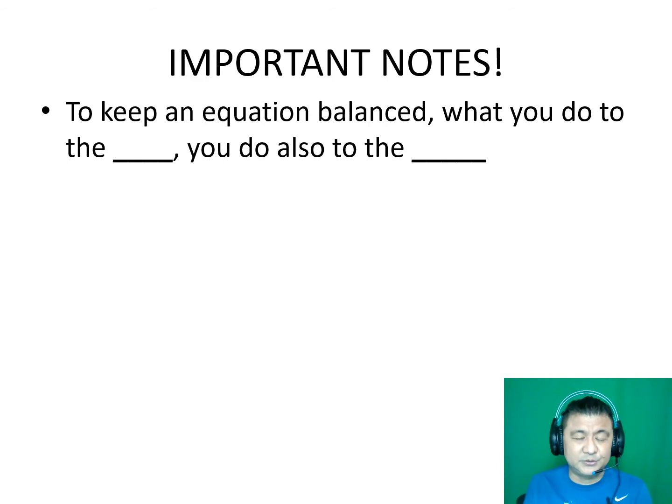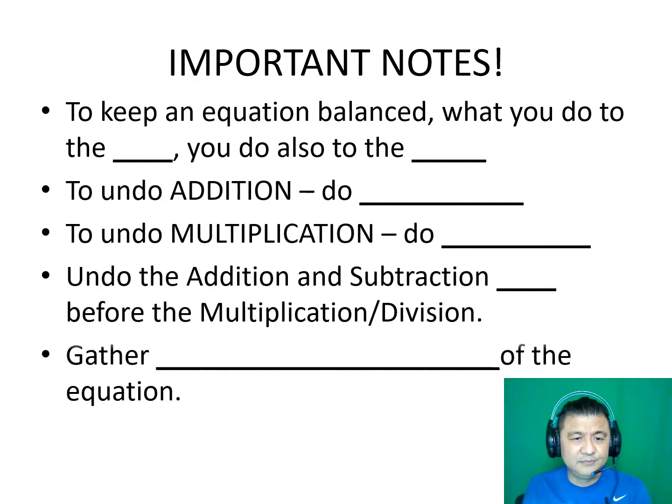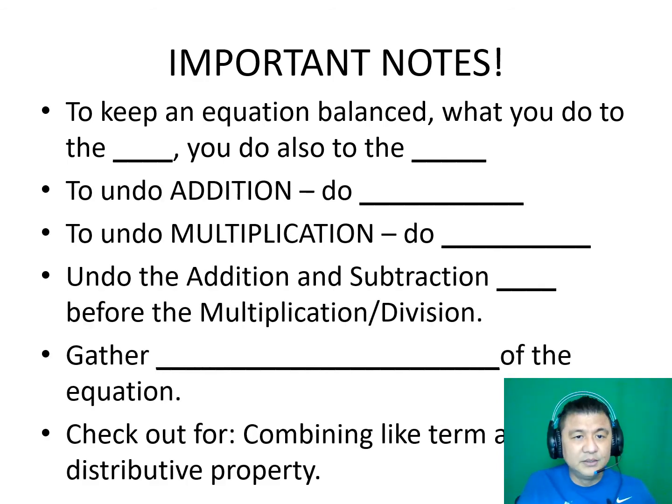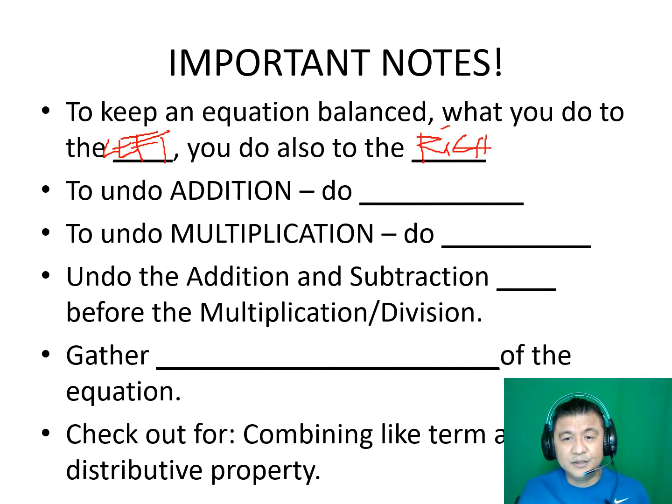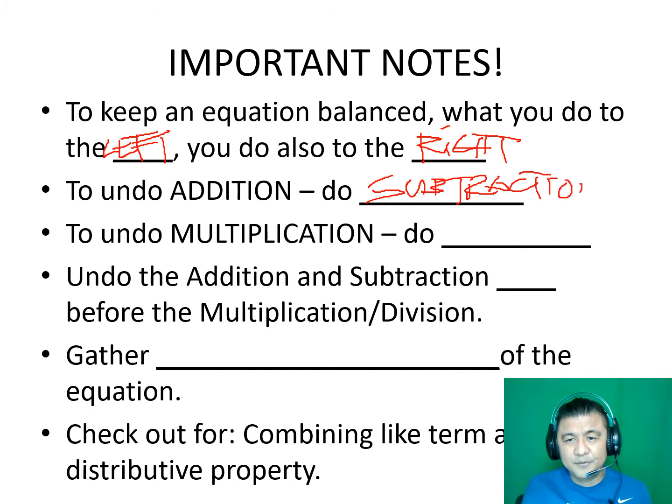So important notes. Let's remember the following. Number one, to keep an equation balanced, what you do on the left, let's write it down, you also do on the right. For example, if you want to undo addition, you do subtraction. If you want to undo multiplication, the opposite of multiplication is, yes, division.